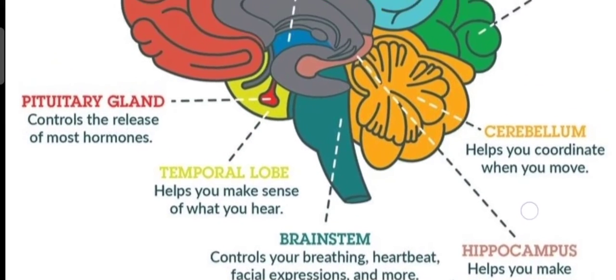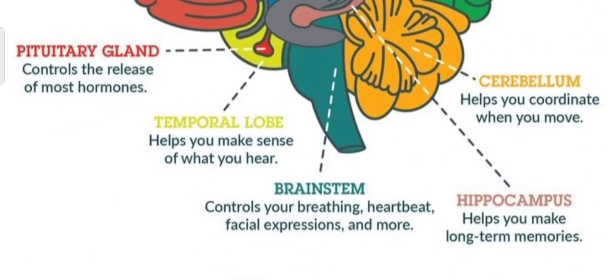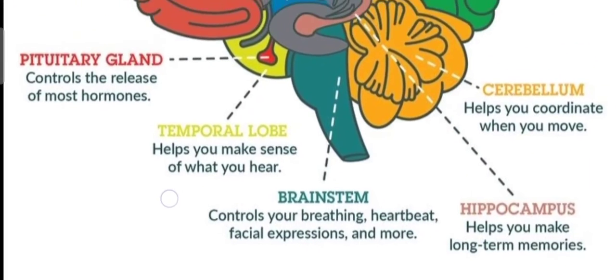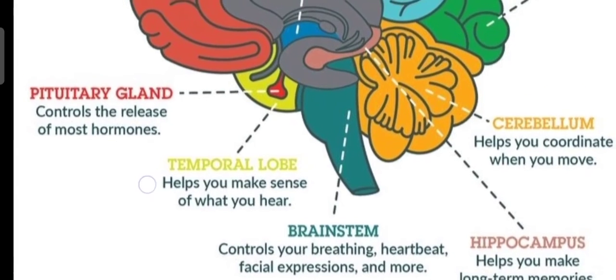Hippocampus, this small orange part, helps you make long-term memories. You can say it is long, so you can remember it like long-term memories. Hippo like hippopotamus, a very big animal. You can learn memory with this.